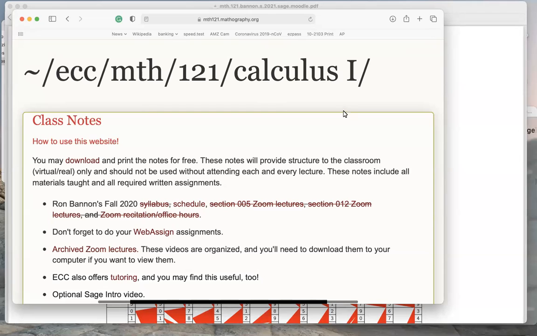Okay, we're at the course website. And again, I want to point that out to you. It's mth121.mathography.org. Of course, this website will be updated. Right now, I'm not completely updated at the time of this meeting.